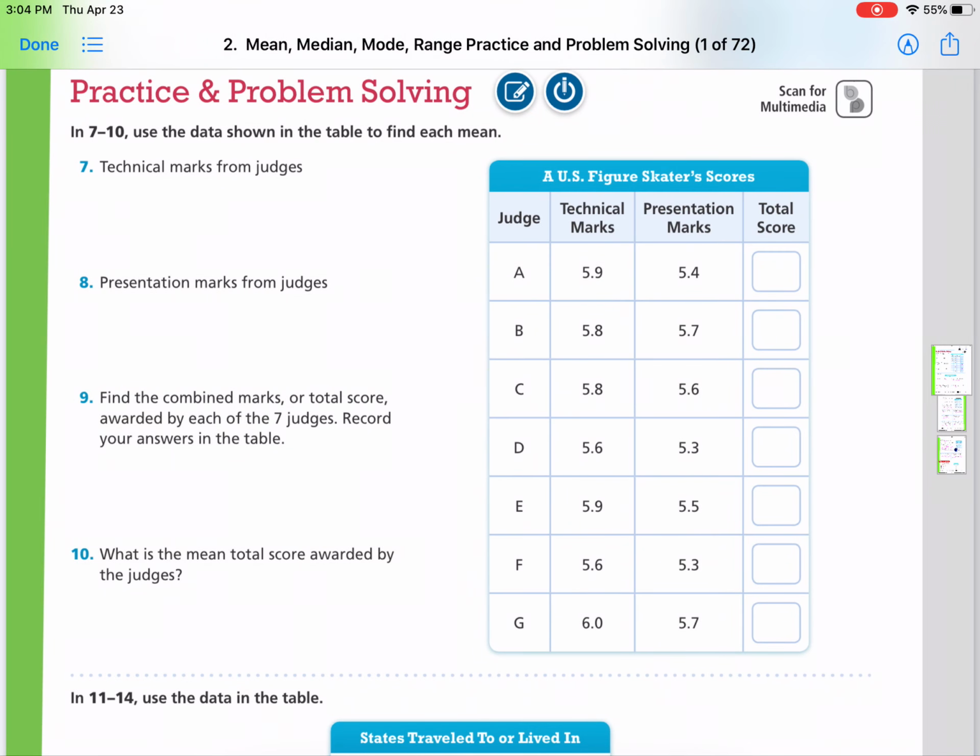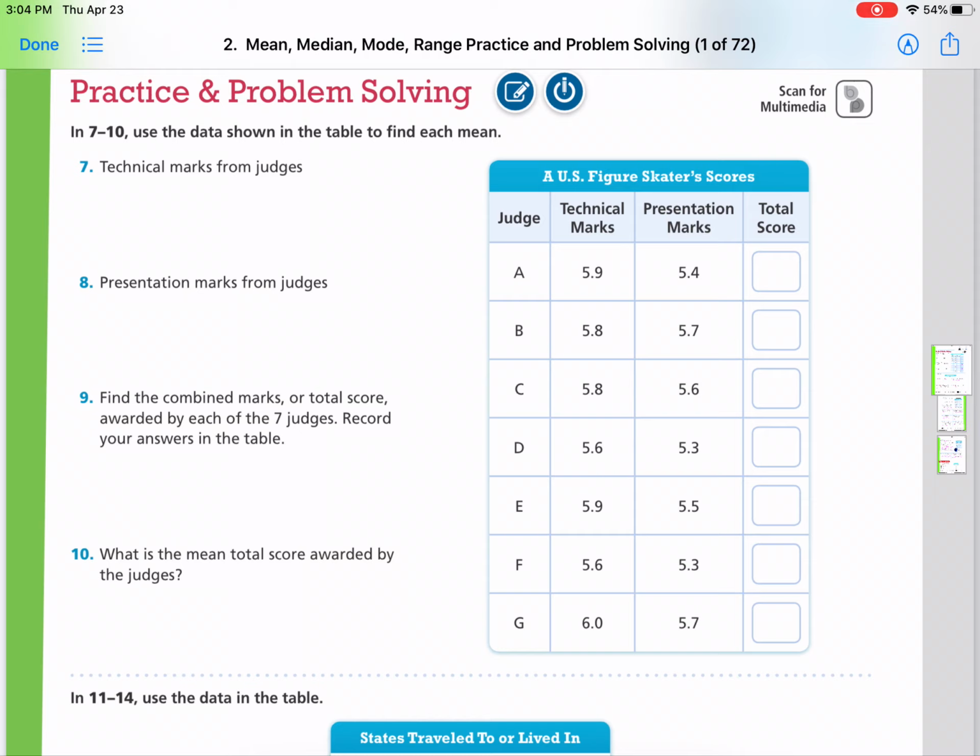We are going to look at practice and problem solving for mean, median, mode, range, numbers 7 through 10, because they kind of all go together. So first we're going to look at the directions. It says use the data shown in the table to find each mean. So we're going to look at the table a little bit and see what information we're given.